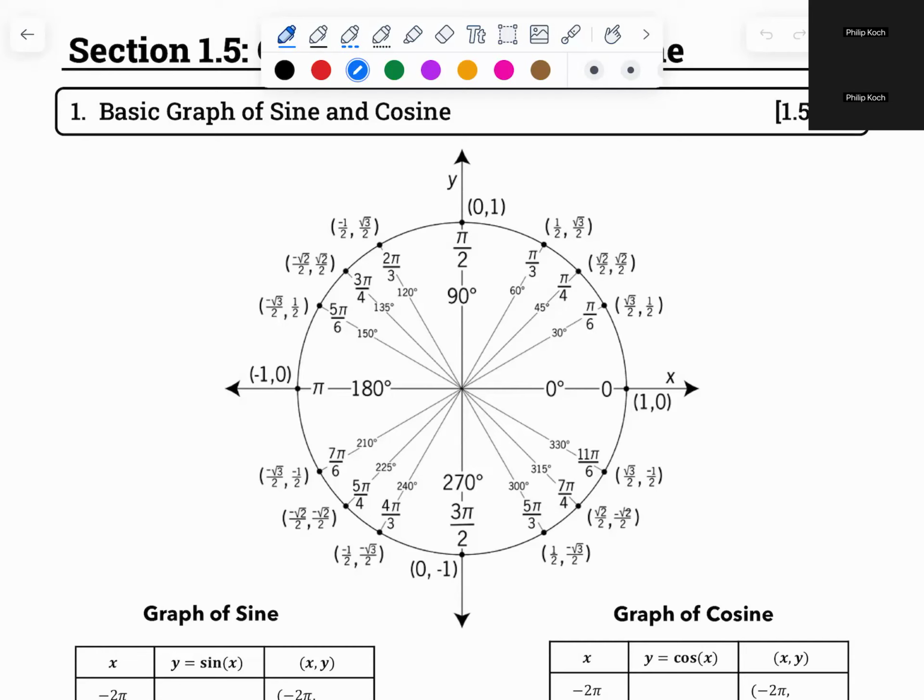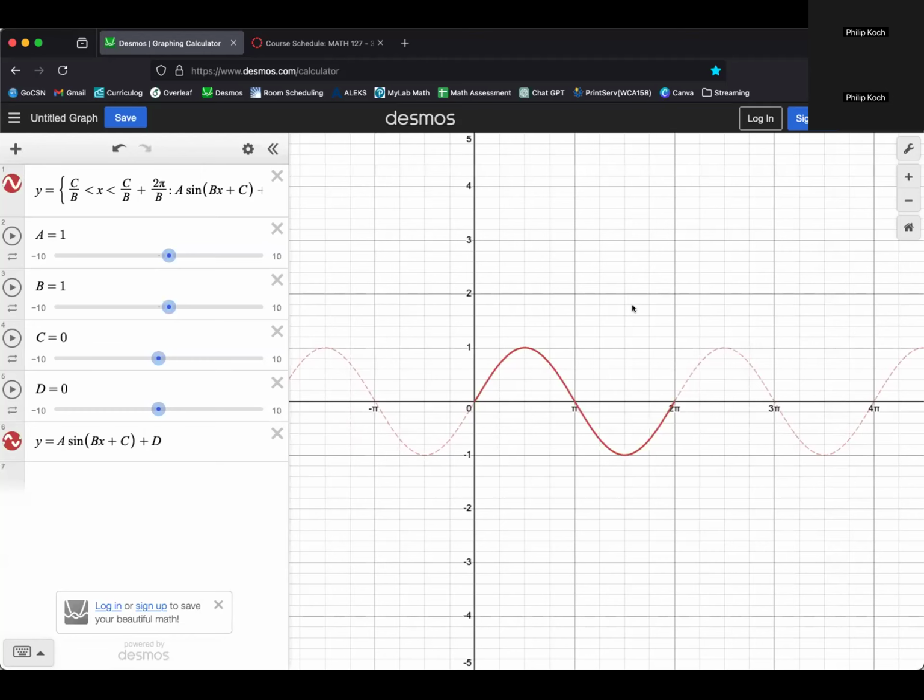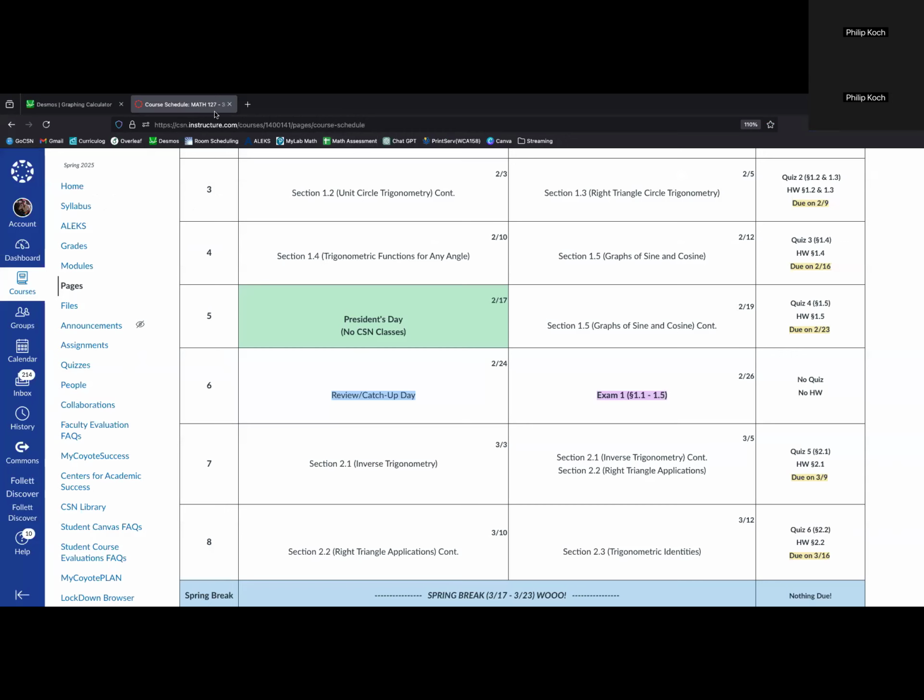So I'm going to actually share differently. I'm going to share, where is it? Where's Desmos? There we go. Not this. Don't worry, we're going to get that.